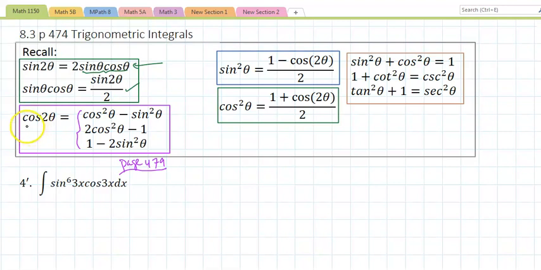Also, the cosine of 2 theta is the cosine squared of theta minus sine squared of theta. If you replace this by 1 minus the sine squared of theta, you get this identity. And if you replace the sine squared with 1 minus cosine squared, you will get this identity.